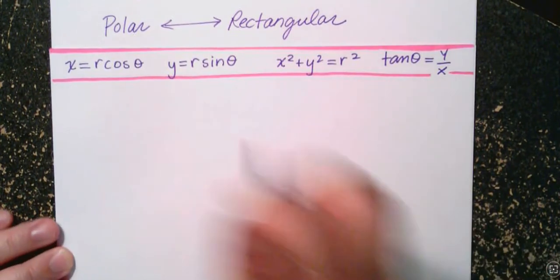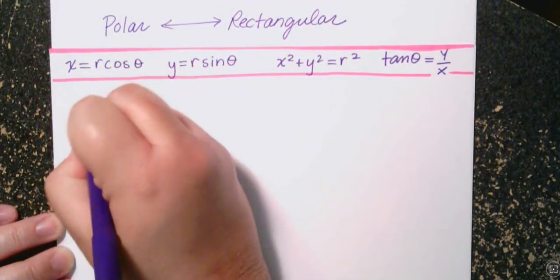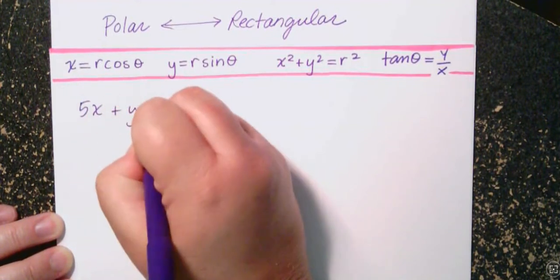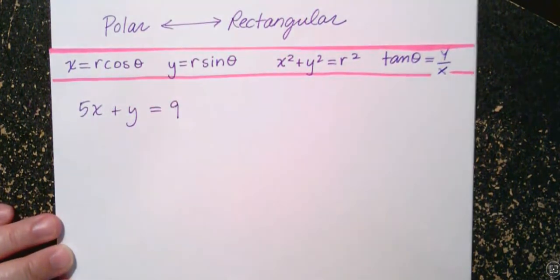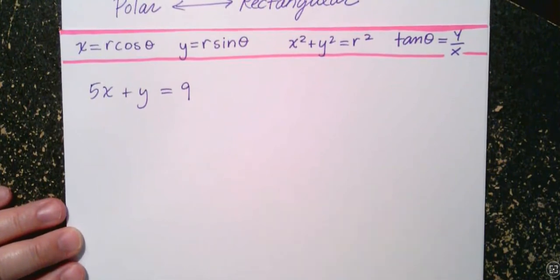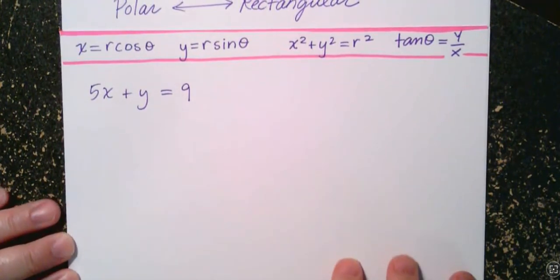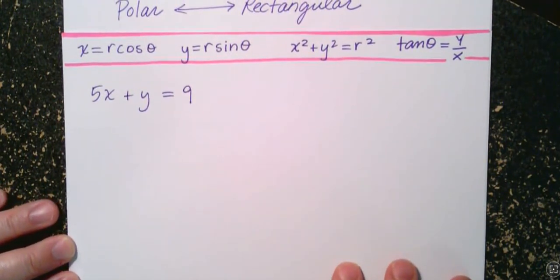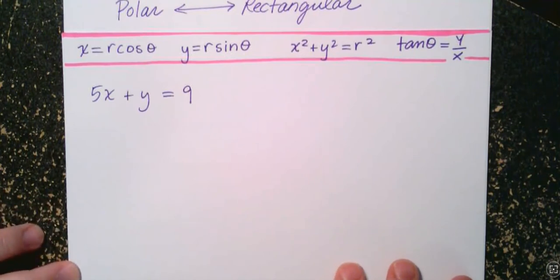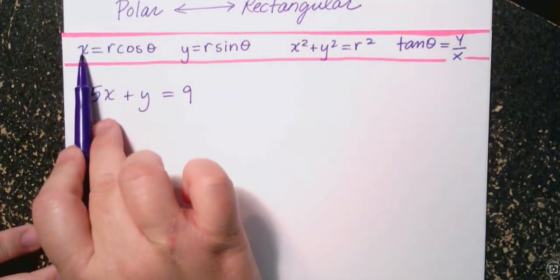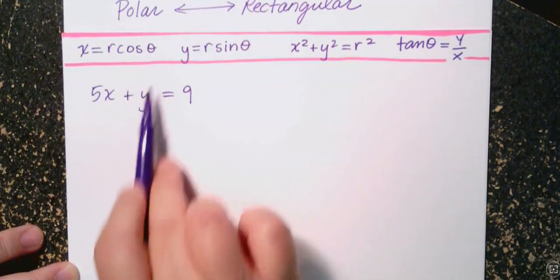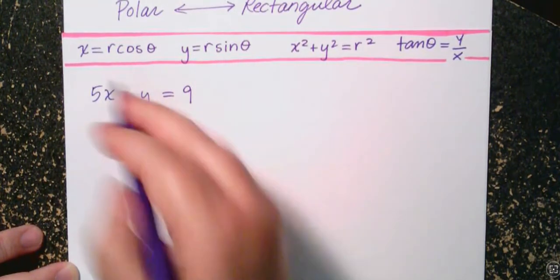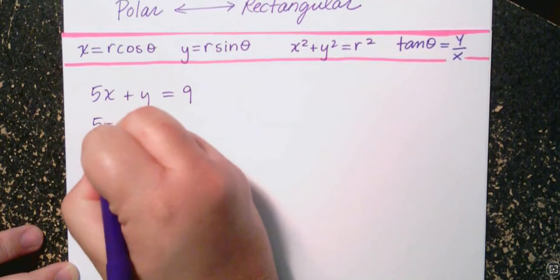So our first example is the equation 5x plus y equals 9. Okay, so I don't see a theta. I don't see an r. So this is definitely in rectangular form to begin with. And I'm going to use the fact that I know x is equal to r cosine theta and y is equal to r sine theta. So I'll just plug those in.